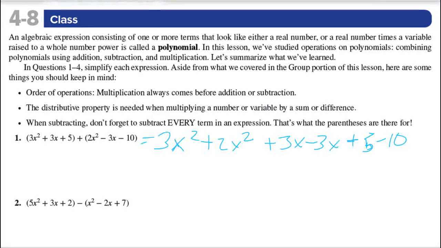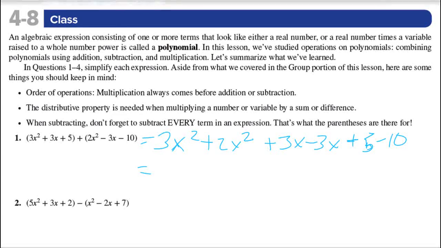I rewrote this expression without the parentheses. The parentheses show me that I'm adding 2 polynomials. But when I'm adding, I don't really need the parentheses if all I'm doing is adding and subtracting. It doesn't make any difference whether I add the 3x squared and the 3x and the 5 and then add the 2x squared. I can add the 3x squared and the 2x squared and then add the 3x and the minus 3x. It's what we call the associative property and the commutative property.